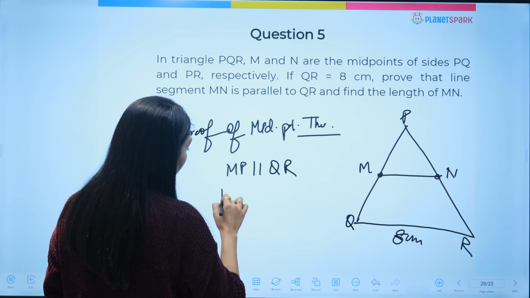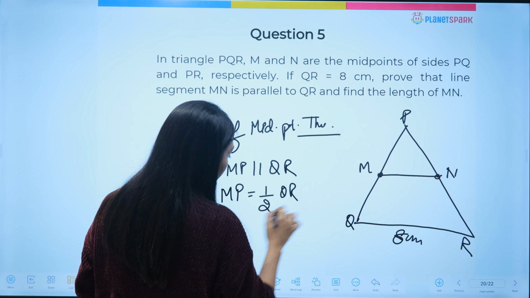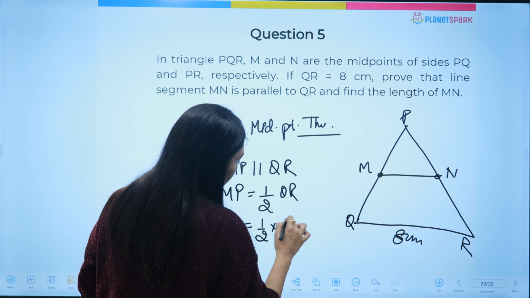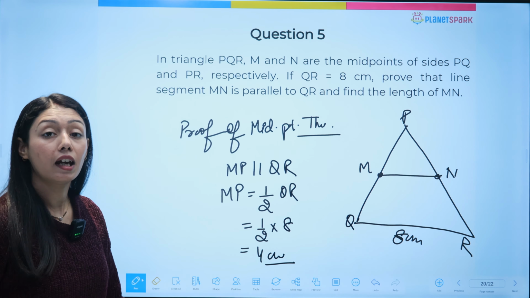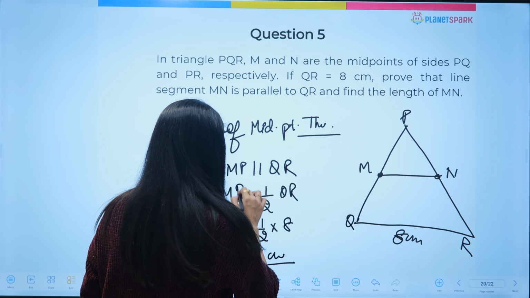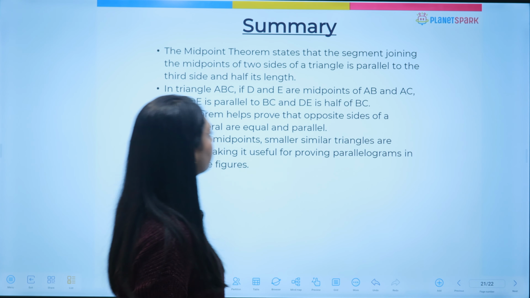One thing is proved. Then about the length, what do we know? MN is half of QR. The length of QR is given to us. That is 8 centimeters. So MN will be what? Half of it. That is 4 centimeters. Right? MN. And that is the right answer. Okay. Next one, everybody.